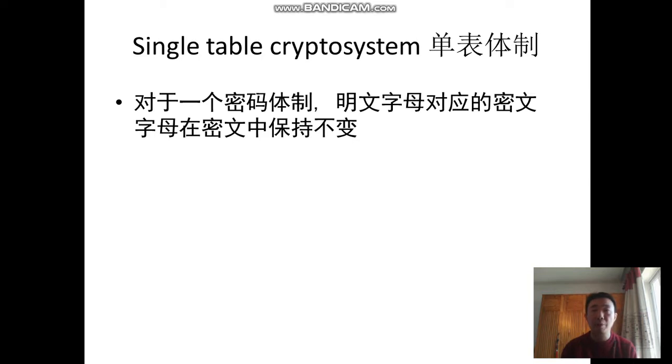The table has two columns. The left column is the plain text letter. The right column is for the cipher text letter. So you will see the first row is A and D. The second row is B and E, and so on. So when you use the Caesar crypto system, you need not know how to compute. You just use this table. It will be enough.